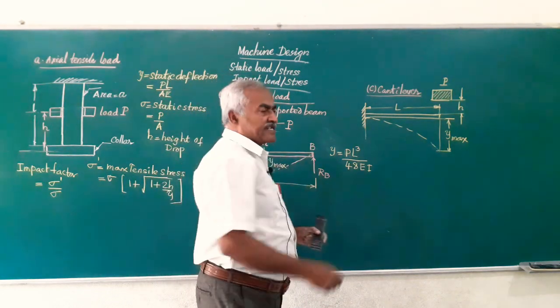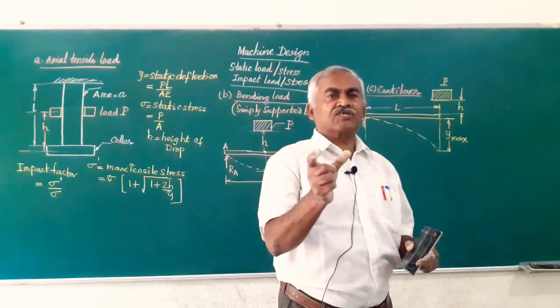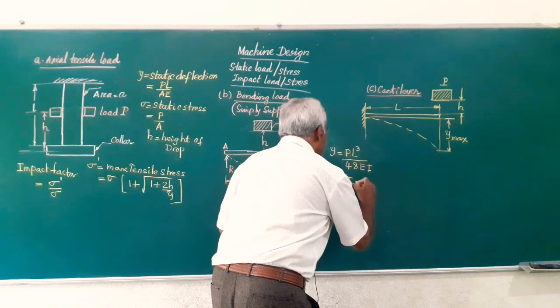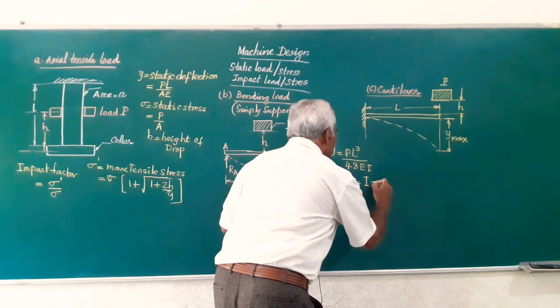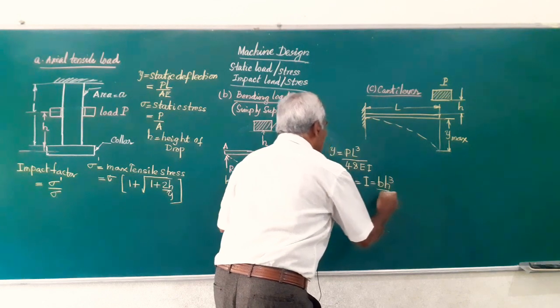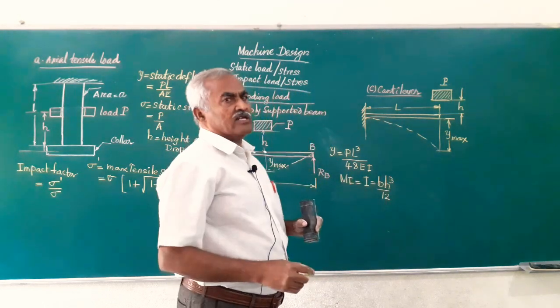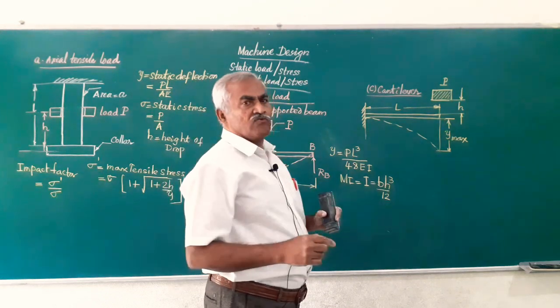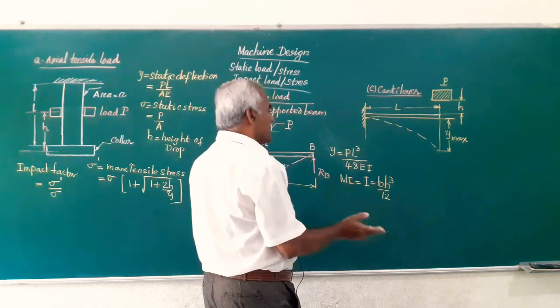Friends, if it is a rectangular section, moment of inertia is given by the formula I is equal to BH cube by 12. If it is circular, it is going to be pi d to the power of 4 by 64 and so on.